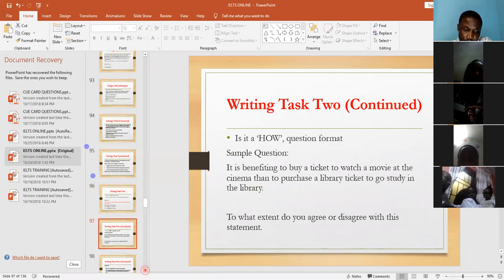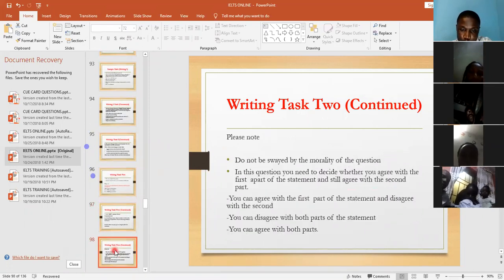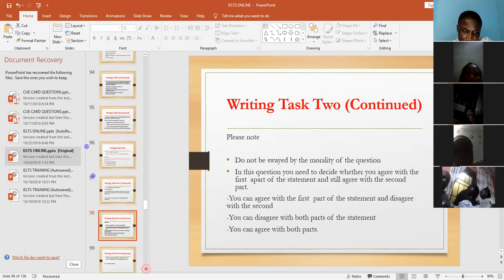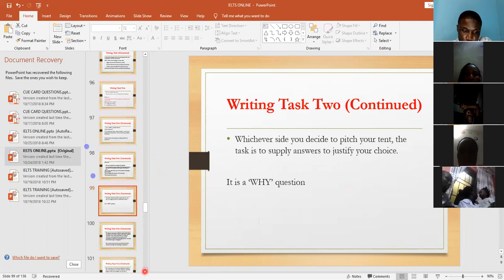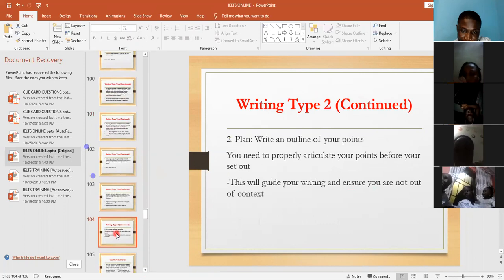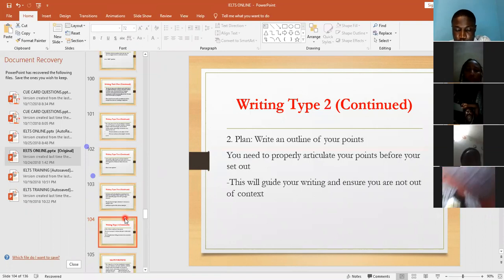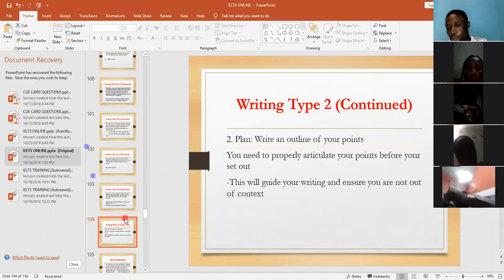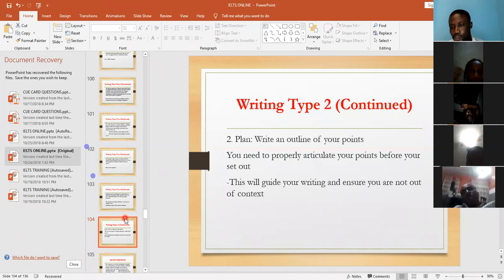Then after decoding the question, I said you need to plan. Number 1 is decode the question. Number 2 is to plan. What do I mean by planning? Planning means that you need to properly articulate your points before you set sail, before you start writing. Because one thing you can do wrongly is to just start writing, and then you start struggling for coherence, struggling for words to write, and then you start filling the space with anything. No.